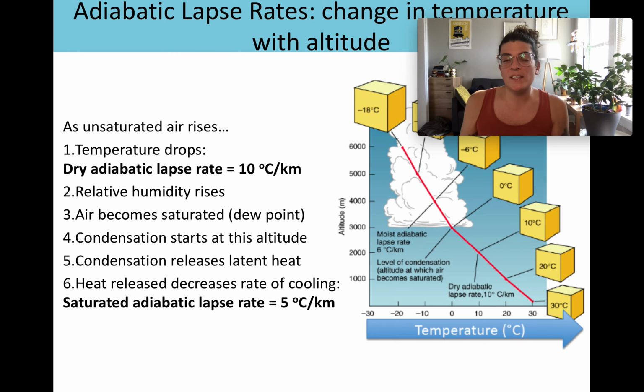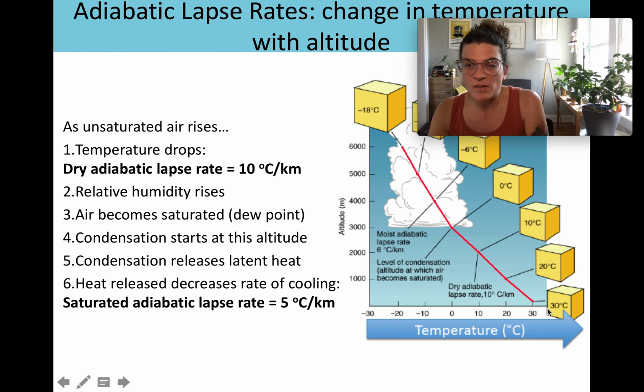So we know a couple things about the atmosphere. I mentioned to you that in the troposphere, the temperature decreases as you go up. We know exactly how much it decreases, actually. It decreases according to the dry adiabatic lapse rate. If the atmosphere is dry, meaning that it's not saturated, then every kilometer that we rise, we drop the temperature 10 degrees Celsius. So for every kilometer, we drop the temperature 10 degrees Celsius.